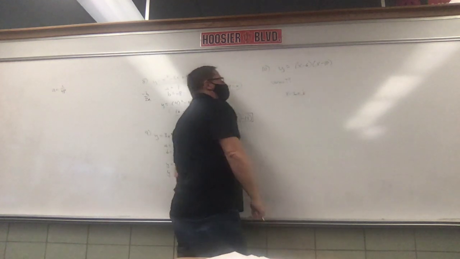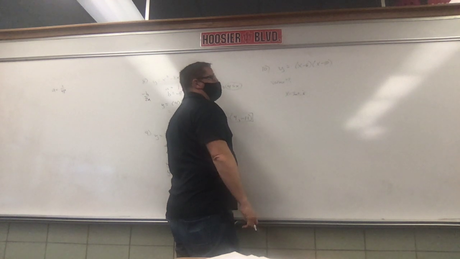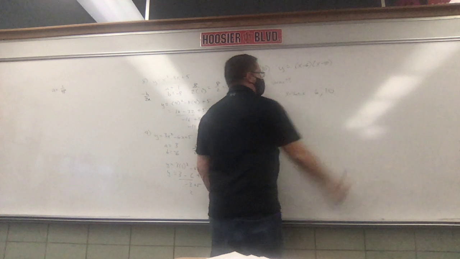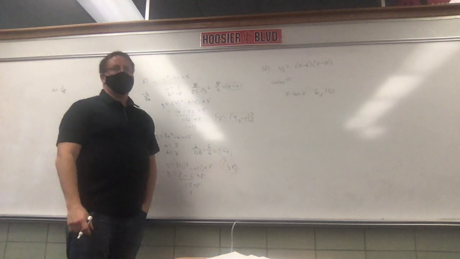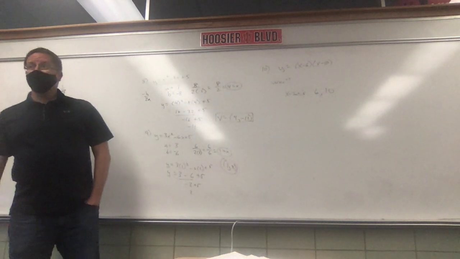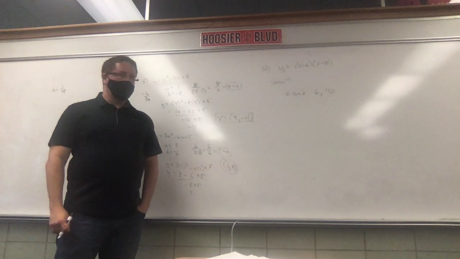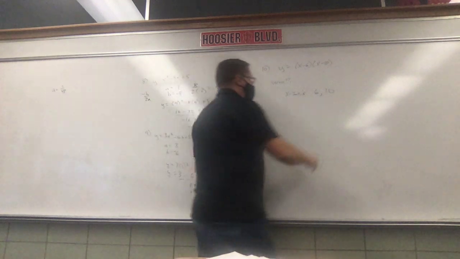Anybody have a guess? Not negative 6, 6. What word do you need? Opposite, the one word twice. Opposite, opposite. The x-intercepts are 6 and 10. Okay, 6 and 10 are the x-intercepts.